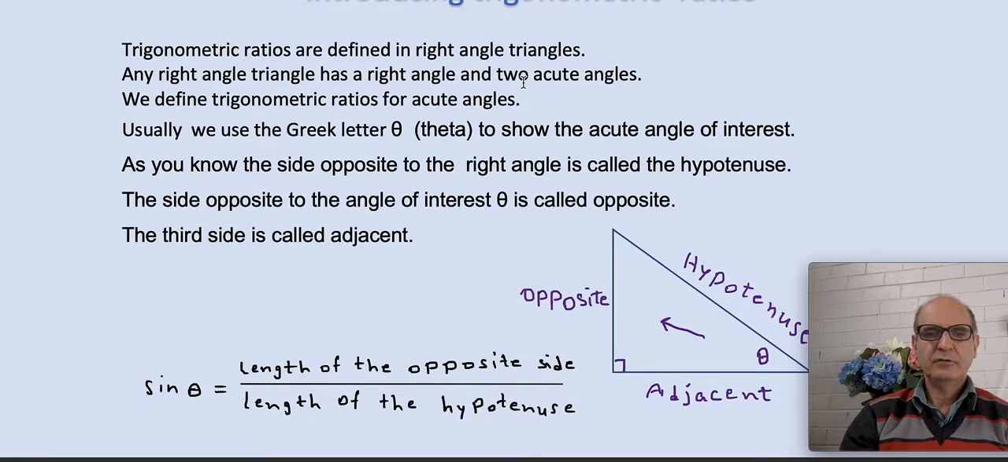So as you know, any right angle triangle has three different angles. One of them being 90 degrees. This little sign here, this little square, means it is 90 degrees. And two acute angles. So this is the right angle, and this is one acute angle, this is another acute angle.